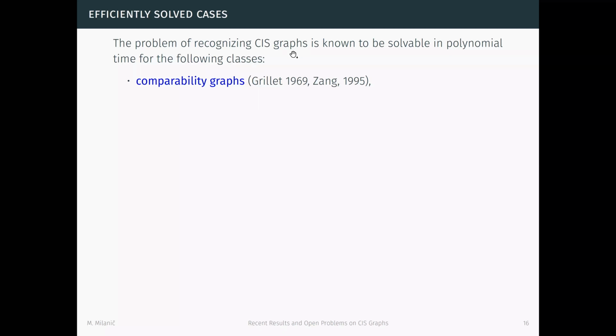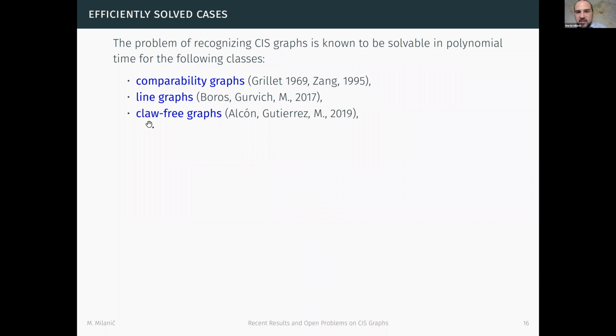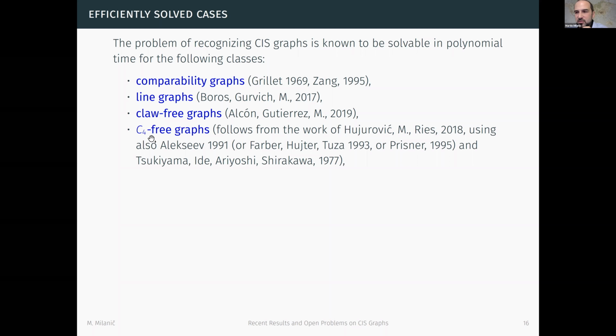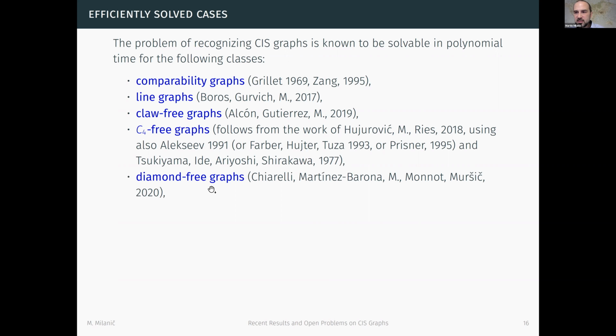In fact, the problem of recognizing CIS graphs can be solved efficiently in several graph classes. In comparability graphs, which are the ones arising from partial orders, those that have a transitive orientation. In line graphs, and more generally in claw-free graphs, graphs excluding the induced claw, K_{1,3}. And we will say a little bit more about the case of C4-free graphs, graphs not having an induced 4-vertex cycle. This result will follow from a characterization of strong cliques in such graphs, which we will explain in a moment, and the fact that C4-free graphs have only polynomially many maximal cliques, which can be generated efficiently. These are known results from the literature. A very recent result is a characterization and in fact a complete classification of diamond-free CIS graphs, which also implies a polynomial time recognition.